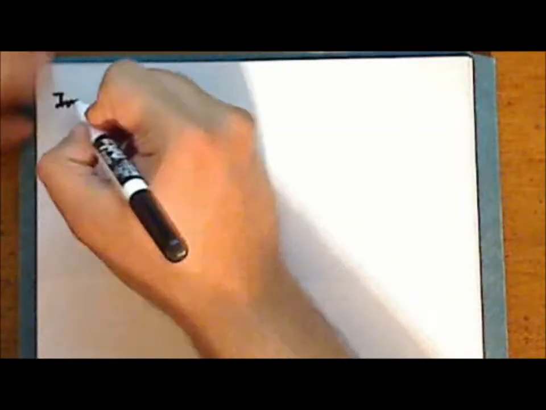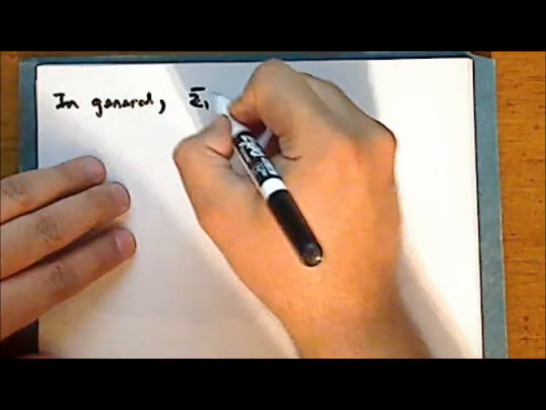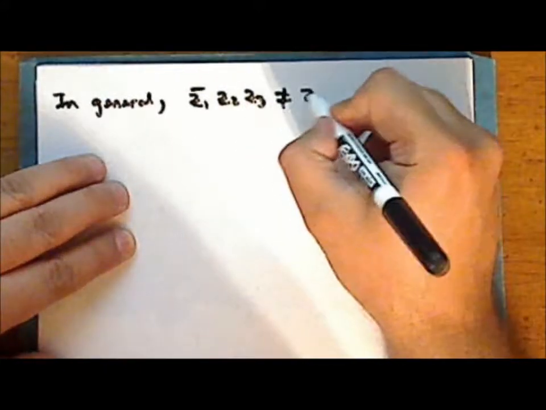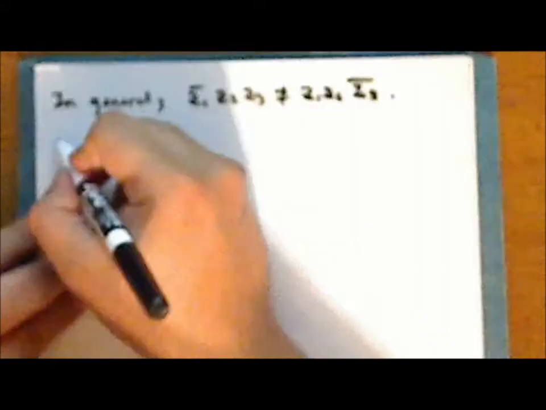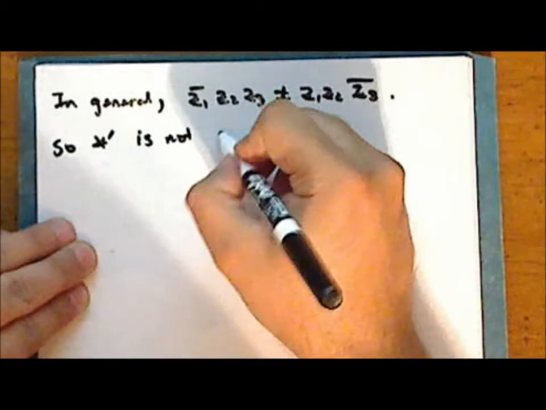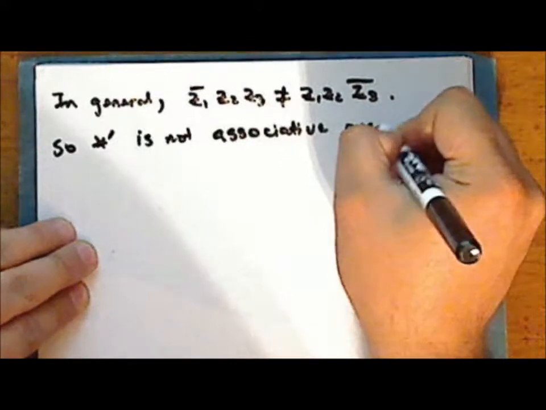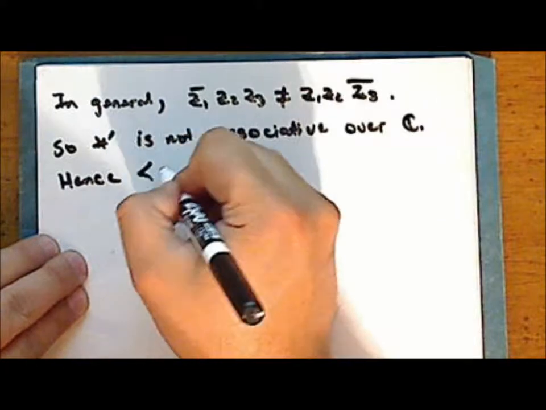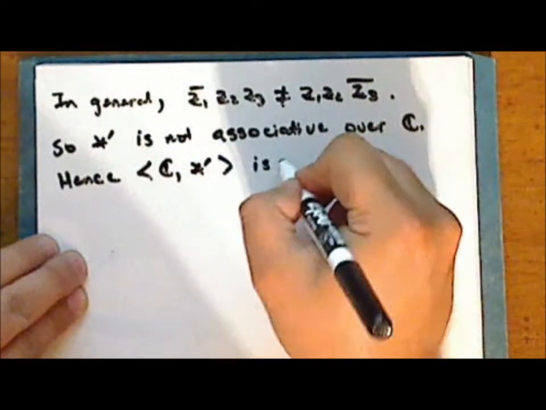Now in general, the conjugate of z1 times z2 times z3 is not equal to z1 times z2 times the conjugate of z3. So the operation star prime is not associative over the complex numbers, and hence the structure, complex numbers together with operation star prime, is not a semigroup.